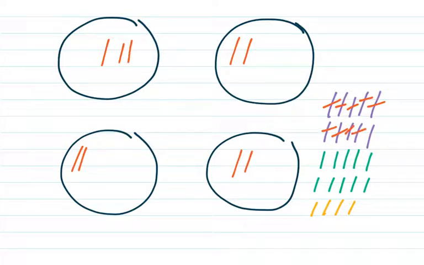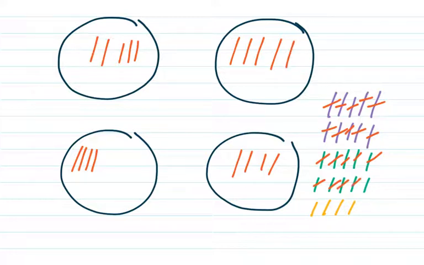1 tenth, 2 tenths, 3 tenths, 4 tenths. Another round. Another group. And our last group, 1 tenth, 2 tenths, 3 tenths, 4 tenths.